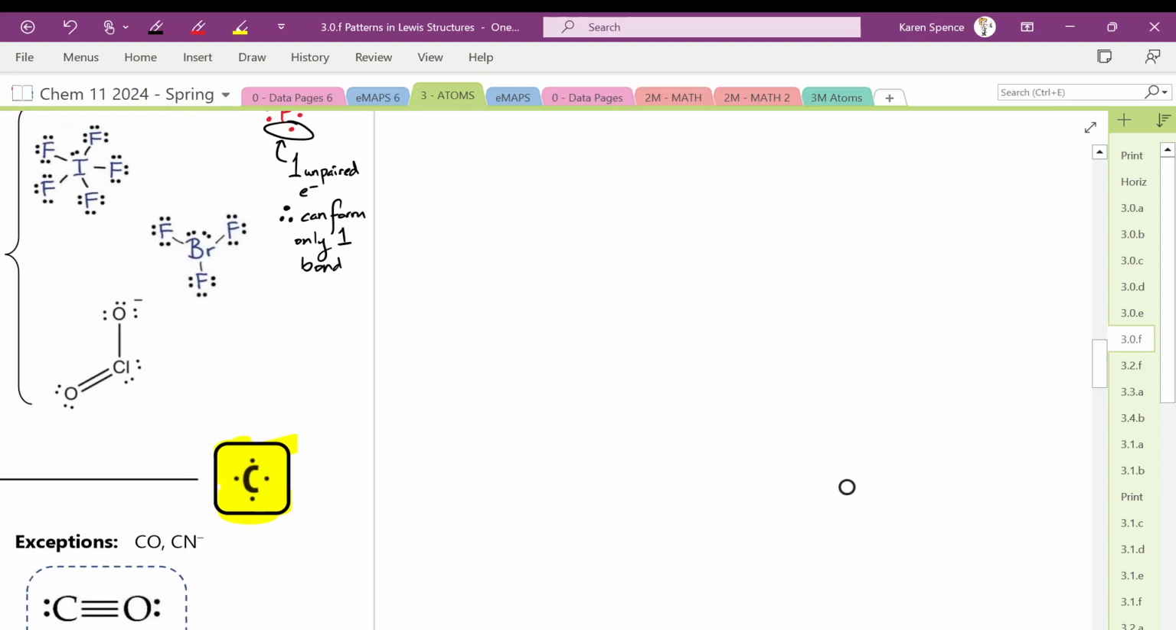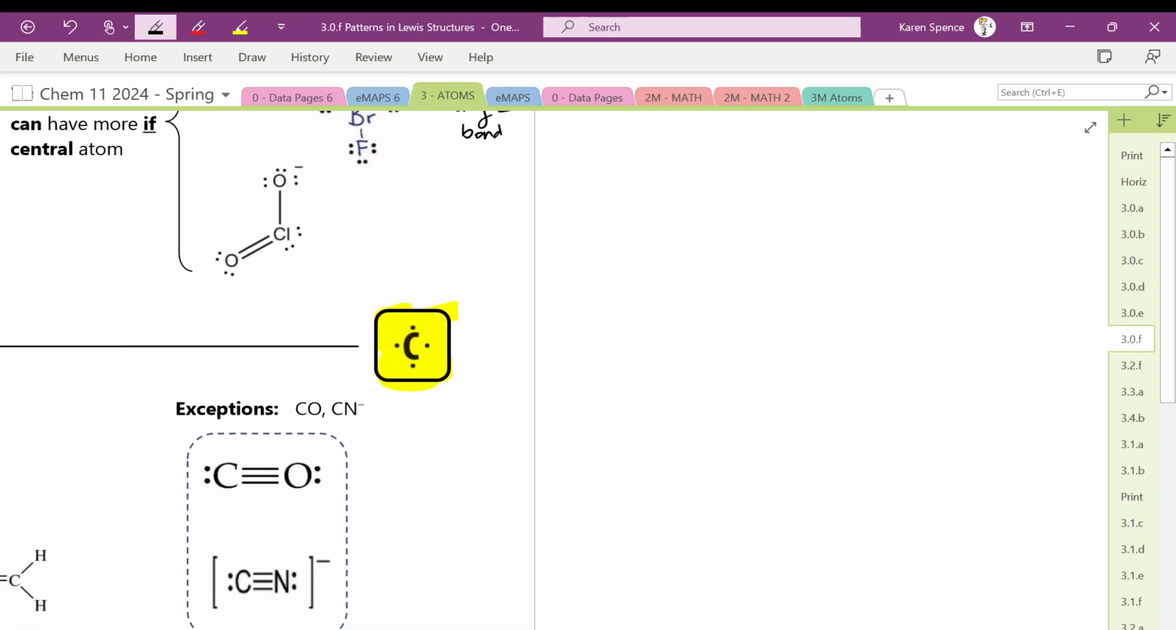How many unpaired electrons? 4 unpaired electrons. And therefore, how many bonds? Therefore, 4 bonds.